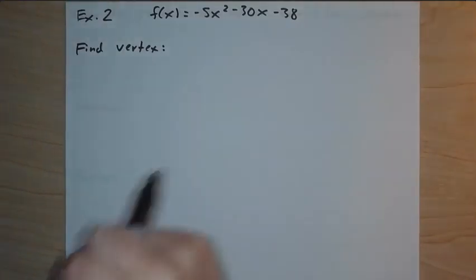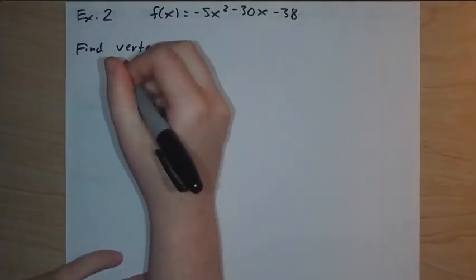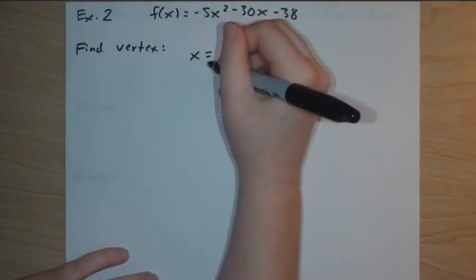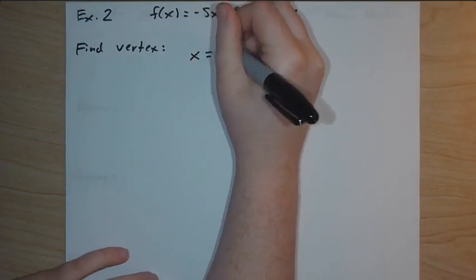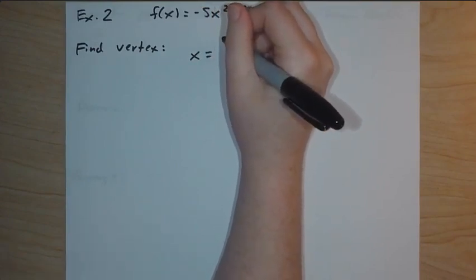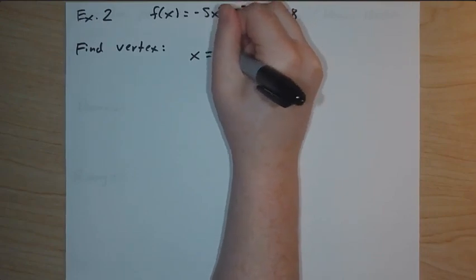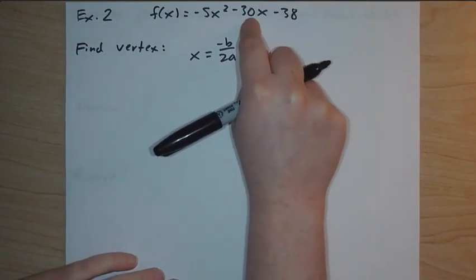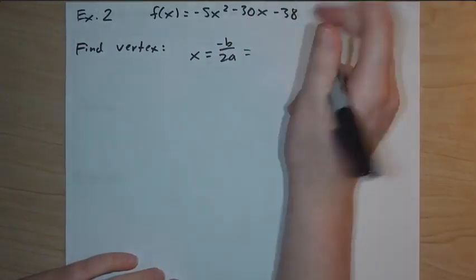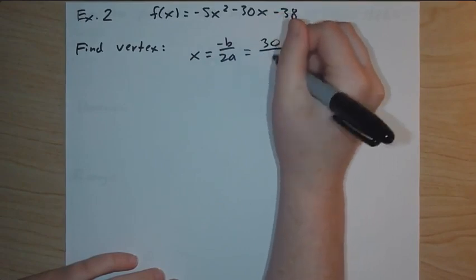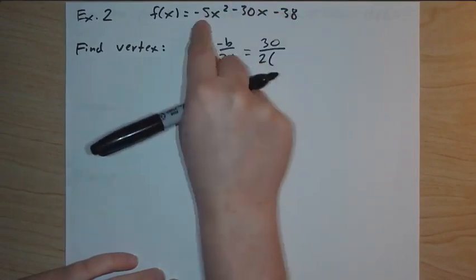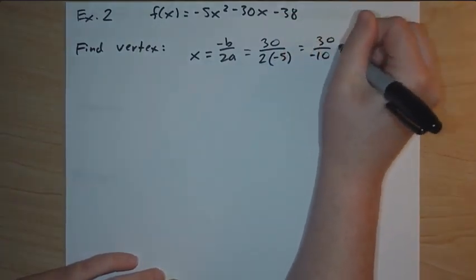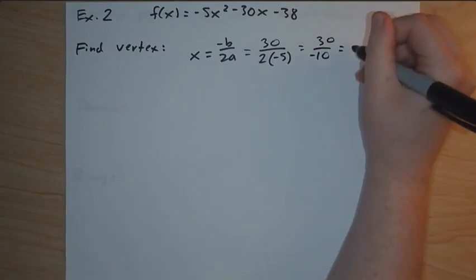This is in standard form, so I'm going to find it using the formula where the x value of the point of the vertex is x is equal to negative b over 2a. So our b is negative 30. Negative of a negative 30 is positive 30. So we have 30 divided by 2 times our a, which is negative 5. This is 30 divided by negative 10, which is negative 3.